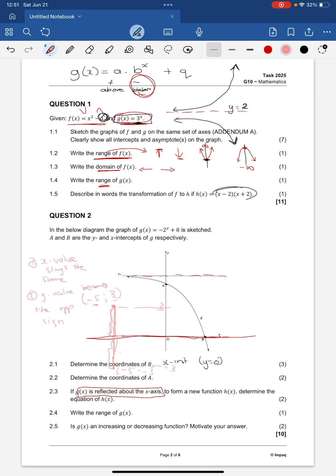If I was reflecting this point about the y-axis, now if I was using the y-axis as a mirror, the y value would stay the same because I'm going horizontally. My y value is still going to be 3. But my x value would go from being -5 to being 5. I hope that makes sense to you guys.